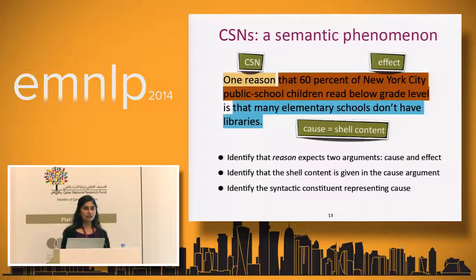So in general, resolving CSNs is in many crucial respects a semantic phenomenon. For example, if we want to resolve one reason in the example we saw before, we need to identify three things. First, this particular shell noun reason expects two semantic arguments, cause and effect. Second, that the shell content is given in the cause and not in the effect. And third, identifying the particular syntactic constituent that represents the cause in the given context.